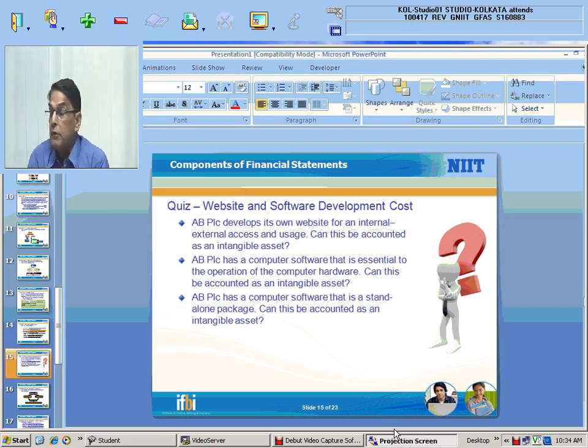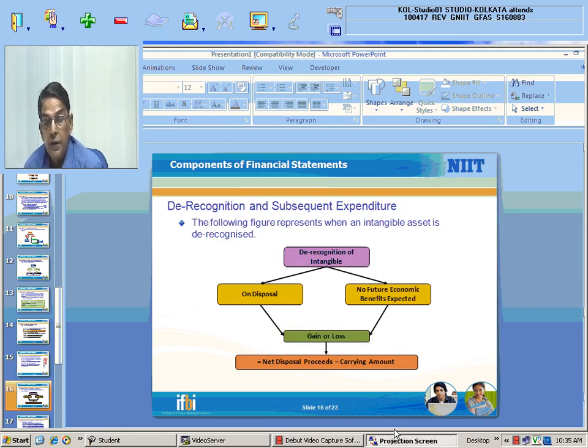Now, derecognition and subsequent expenditure, how is it to be recognized? First, we'll talk about derecognition. An intangible asset will be derecognized on disposal, as also applies for property, plant and equipment. When the intangible asset is sold, it will be removed from the financial statements, or when no future economic benefits are expected. If no future benefits are expected from that intangible asset, it should be derecognized.